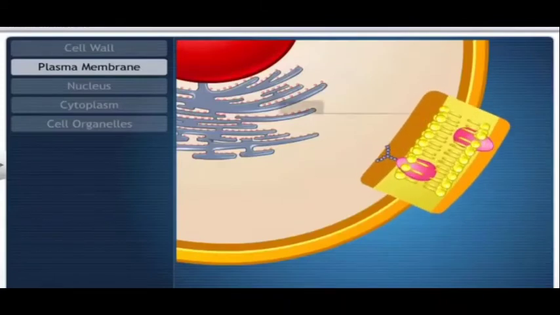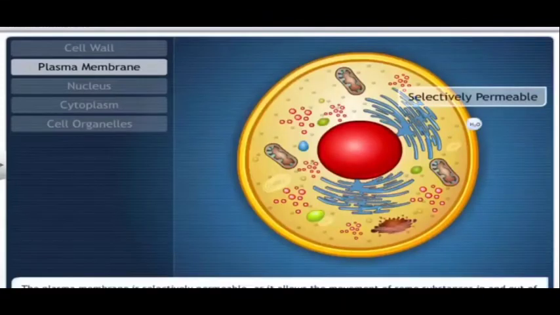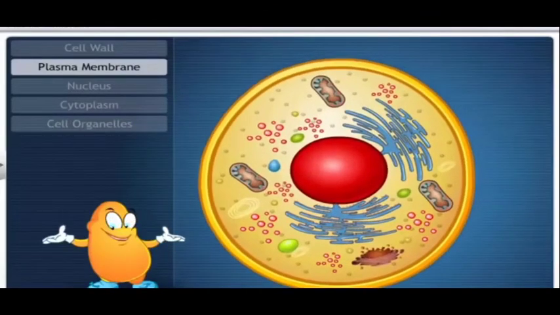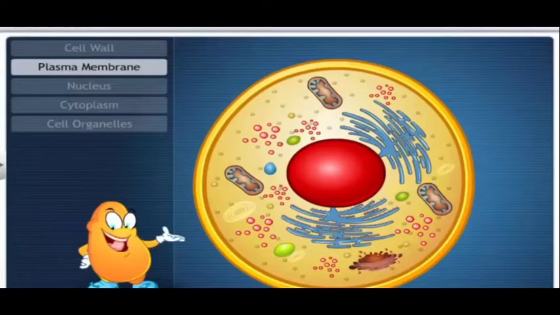Let's take a closer look at the next membrane, called the cell membrane or the plasma membrane. It is a living membrane made of lipoproteins. The plasma membrane is selectively permeable as it allows the movement of some substances in and out of the cell. That's my selectively permeable plasma membrane. I'll show you the different ways in which substances move through it.